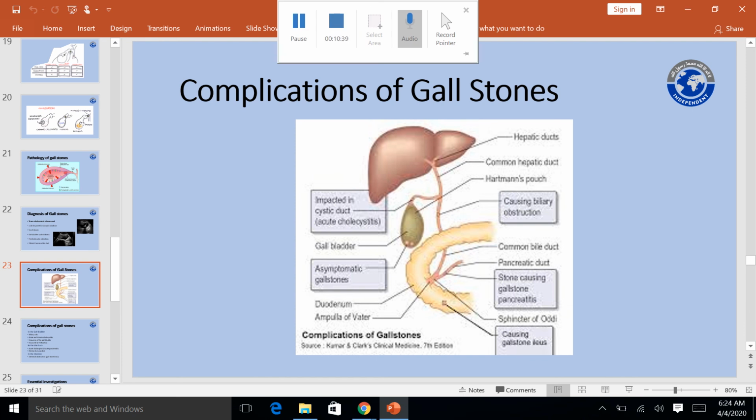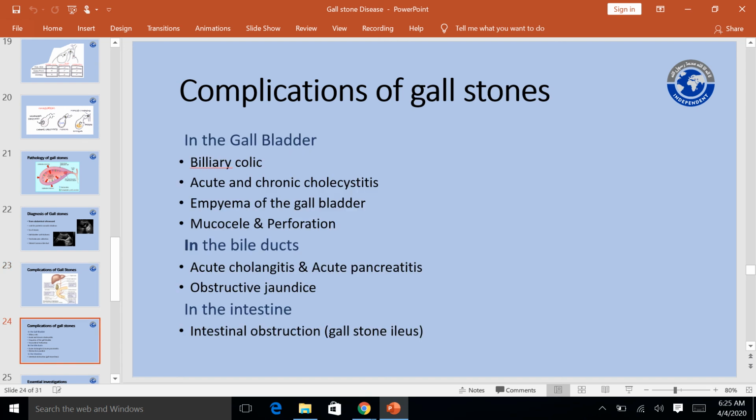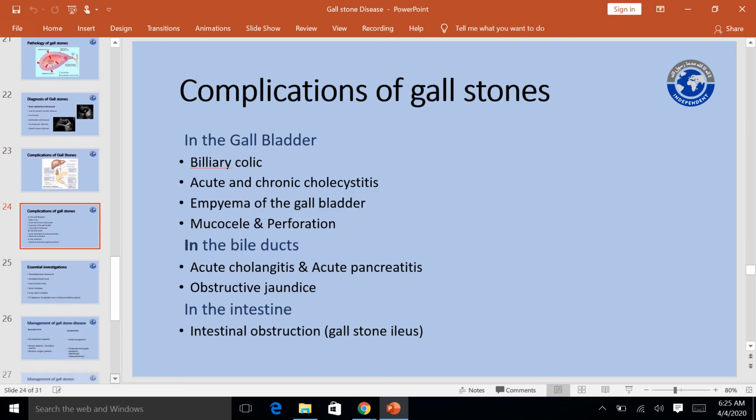Complications of gallstones: in the gallbladder, as I mentioned, acute cholecystitis and chronic cholecystitis. If it slips into the bile duct, it can cause jaundice, cholangitis, and further down it can cause pancreatitis. And if it goes into the bowel, it can cause gallstone ileus. And these are the complications which gallstones can cause.